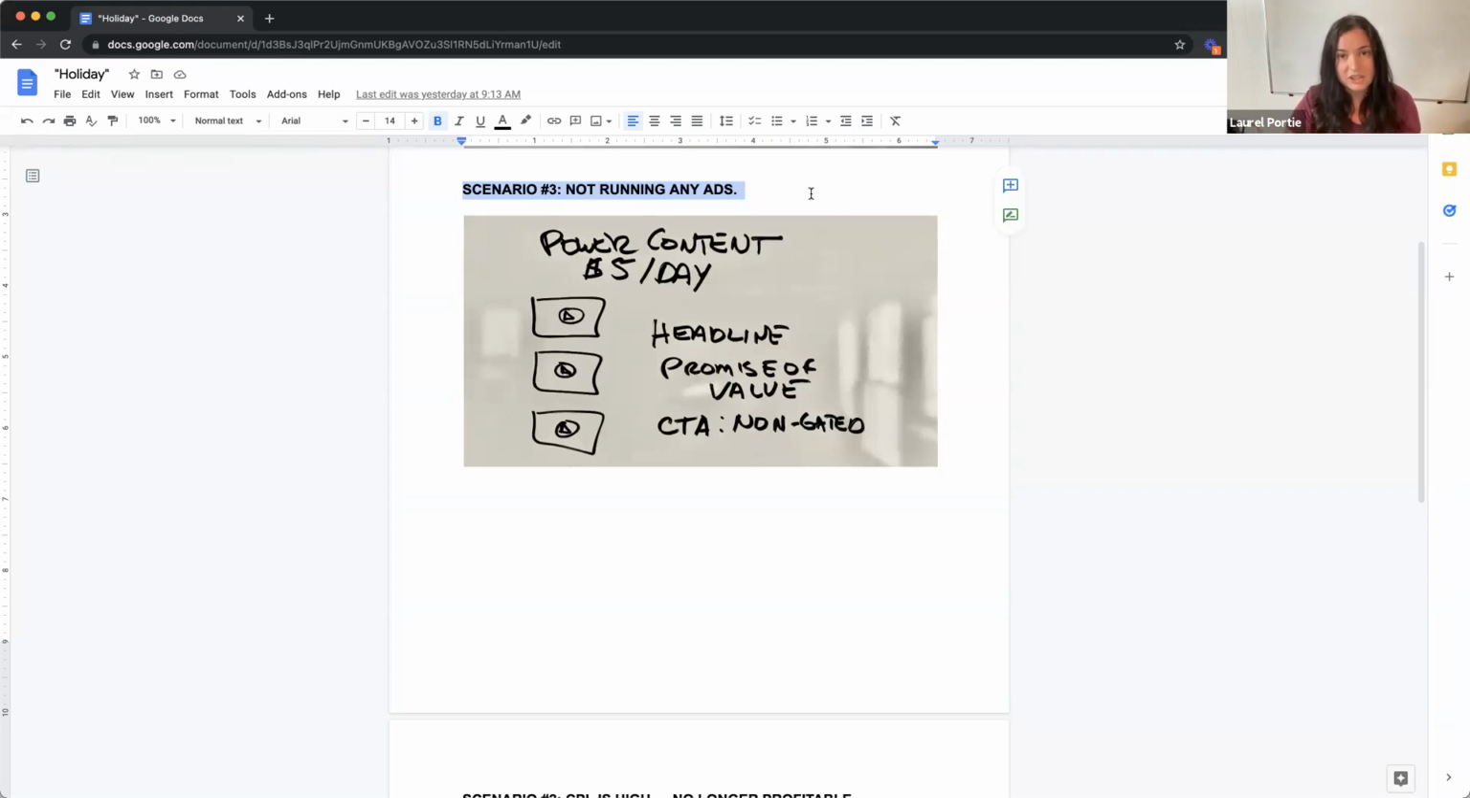Now, here's a little hack. This power content strategy is actually not an ad strategy. It's actually an organic strategy. So every time that I prep my students to go live, I make them go live with this exact formula. This exact formula organically made me my first and second 6 figures before I ever touched ads.